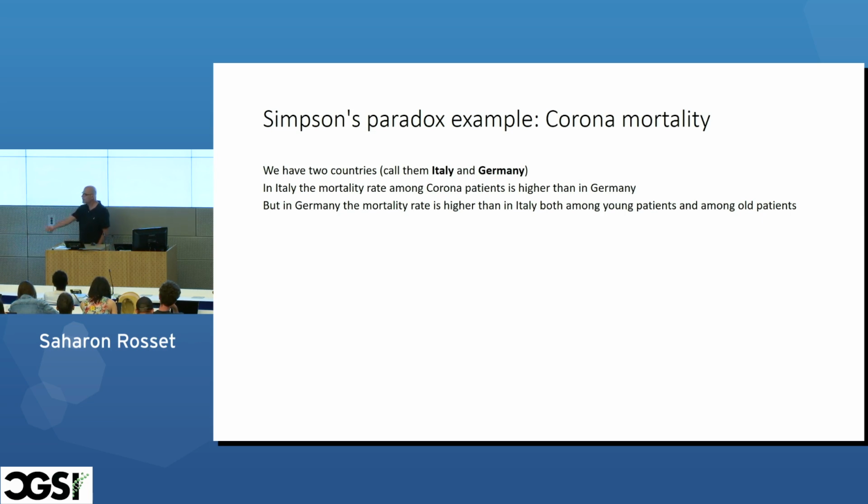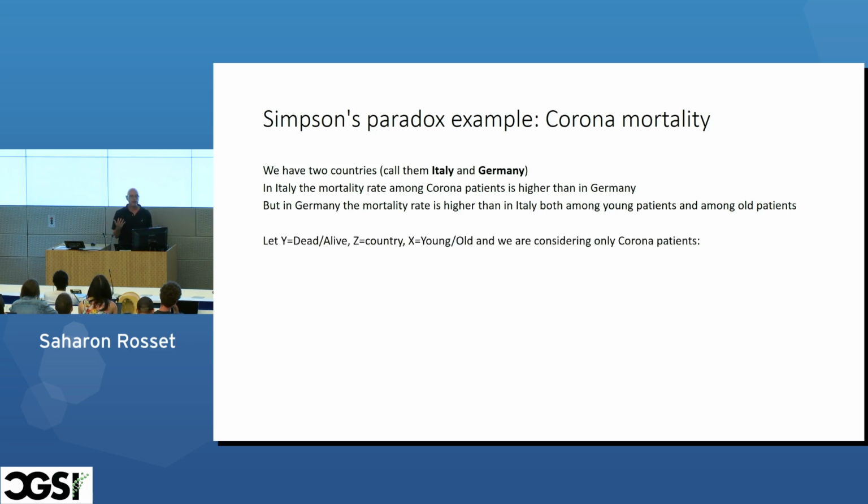But when we look at young patients, we see, it's hypothetical, but it's possible, that the mortality rate among young patients is higher in Germany than in Italy. And when we look at older patients, we see the mortality rate among older patients is higher in Germany than in Italy. So within age groups, people are dying more in Germany. Overall, people are dying more in Italy. I hope you see that this is exactly the type of conditioning situation that we discussed. We'll make y whether you live or die, z your country, and x whether you're young or old. Of course, everything can be continuous, but for simplicity, the variables are binary at this point.